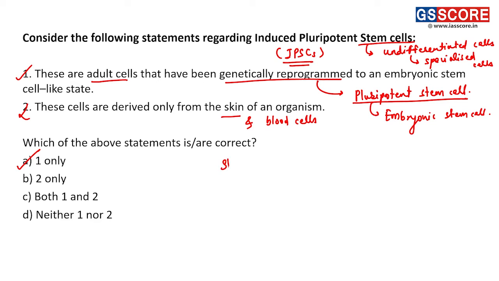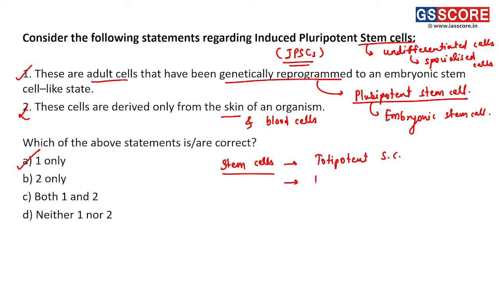So in all, there are 3 types of stem cells. First is totipotent stem cells. Totipotent stem cells are derived from the embryo, up to 3 days since the formation of the embryo.